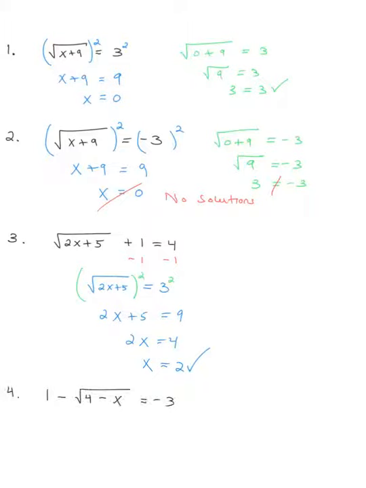For problem 4, I'm going to start by subtracting 1 from both sides, changing this to negative the square root of 4 minus x is equal to negative 4, being careful when I square both sides to include the negatives. I'm squaring the entire sides. The negative squared is a positive 1. The square root squared is just 4 minus x. And negative 4, if you square it, is equal to positive 16.